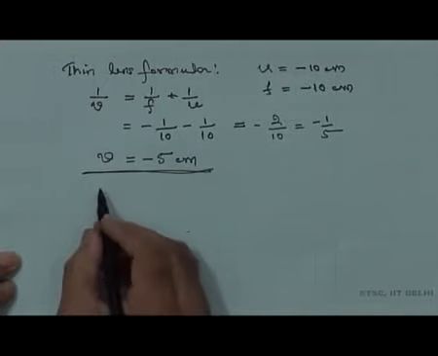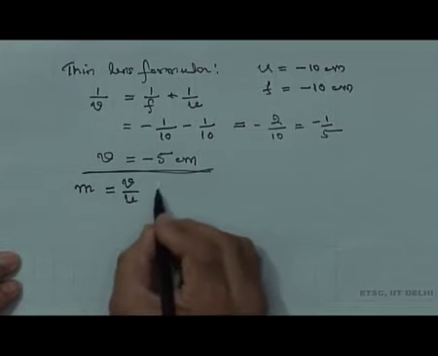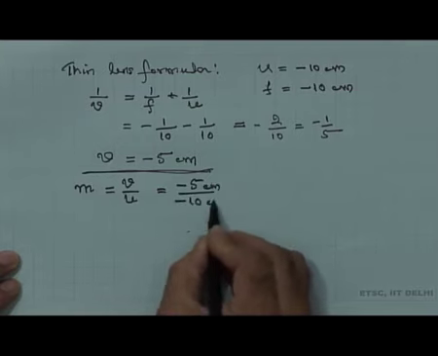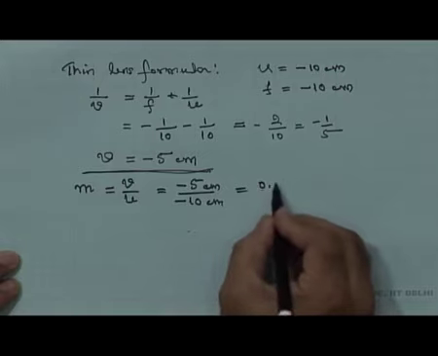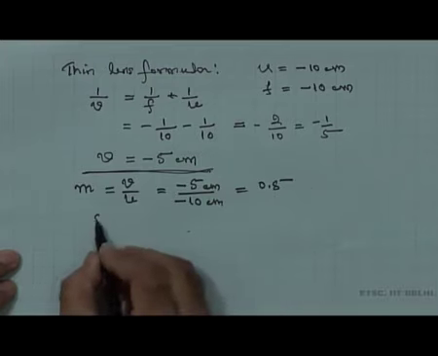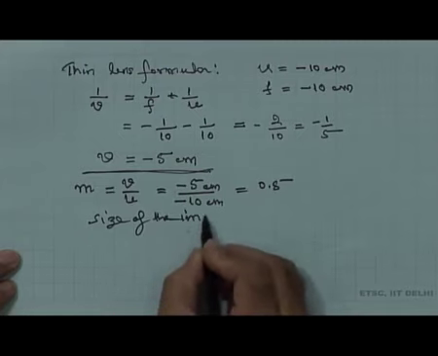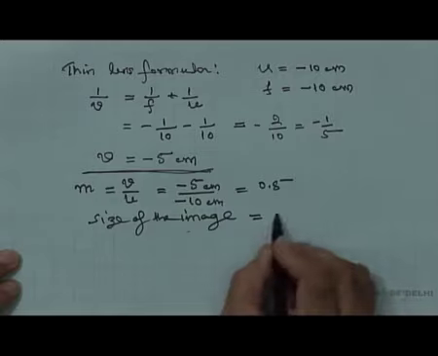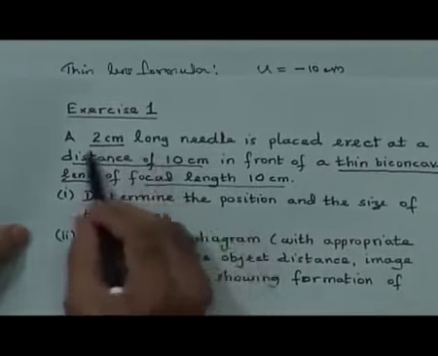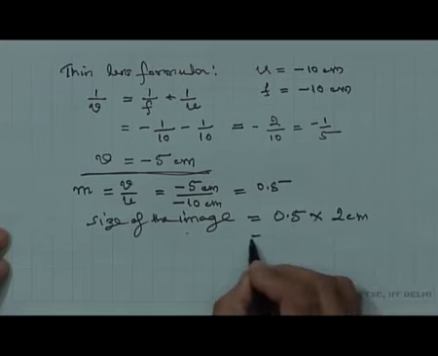What we also have is the size. The size is given by m is equal to V by U, which is equal to minus 5 centimeter by minus 10 centimeter, which is equal to 0.5, and therefore, this is equal to size of the image divided by size of the object. Therefore, size of the image is equal to 0.5 into size of the object. Object size is given, 2 centimeter long needle, therefore, 0.5 into 2 centimeter is equal to 1 centimeter.